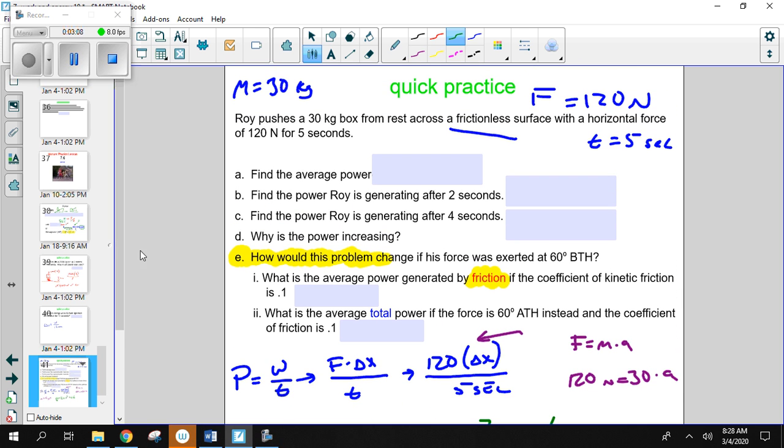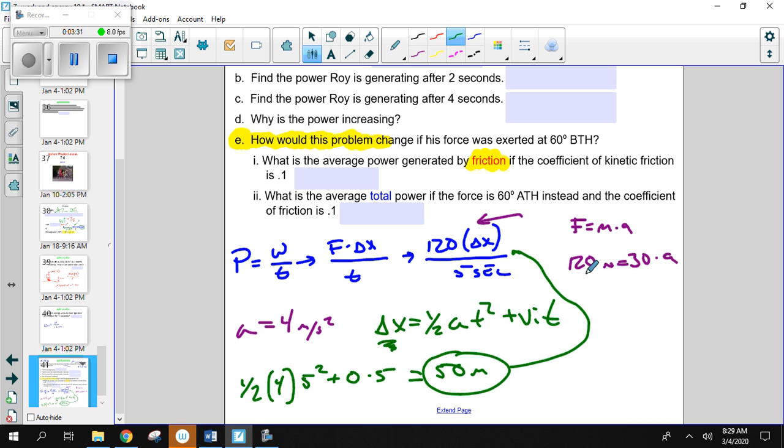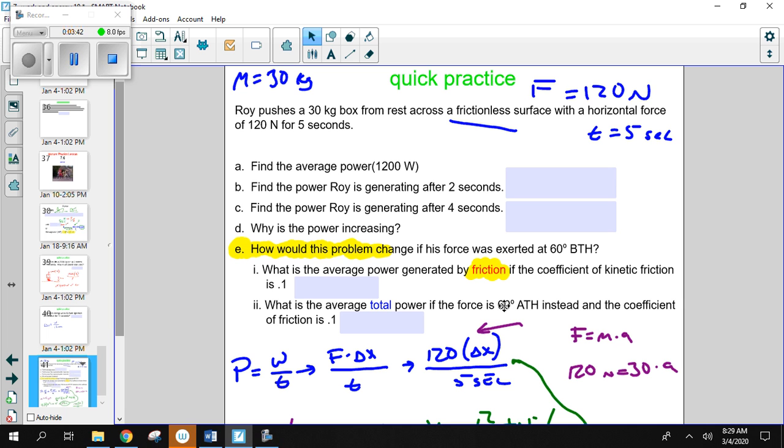It starts at rest, so that means our initial velocity is 0. So we have 1/2 of 4, 5 squared, remember the time from before, 5, plus 0 times 5. So our delta x equals 50 meters. Now that I have this, I can plug it in over here to figure out our average power. So we have 120 times 50 divided by 5, and that should give us an average power of 1,200 watts. Alright, so for that whole 5 seconds, you're averaging 1,200 watts.